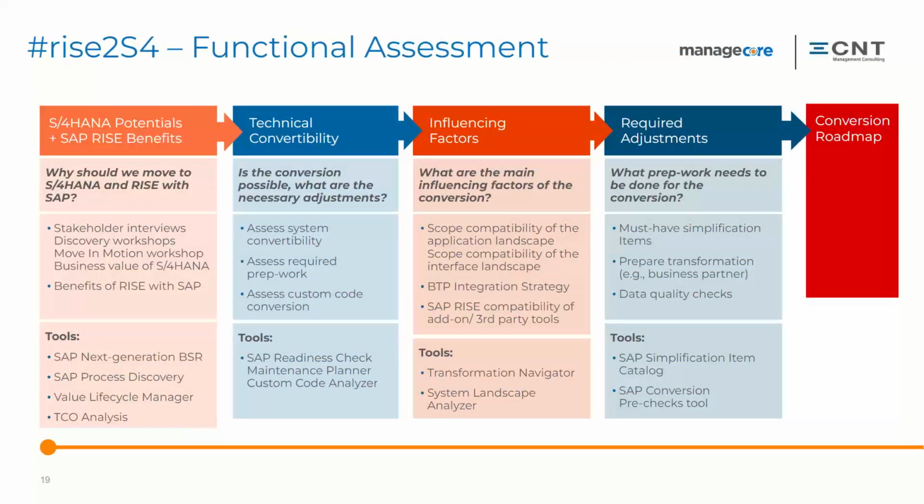So on the next slide, what we do specifically, and this is only the functional assessment. We are on ECC and we need to get to S/4, and we need to get to RISE on S/4. So the first step is to figure out the business case, the potentials, and the benefits, and there are tools from SAP like the Value Lifecycle Manager and Process Discovery. There's a TCO analysis specifically for RISE. We look at the technical convertibility. Do you have your business partners? Do you have your general ledger simplified and all the other things? What about custom code? And there are also tools for that.